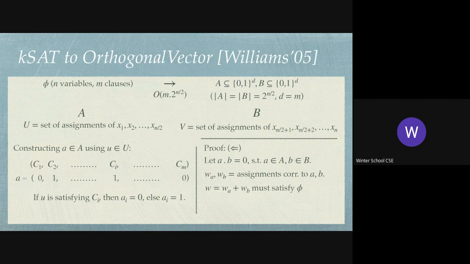And again, I claim that if you concatenate these two assignments, you will get a satisfying assignment for phi. Because if A dot B is equal to 0, then for every i, either Ai or Bi will be equal to 0. What this means is that either WA or WB must be satisfying that clause Ci. And this you can say for all the clauses. So this proves the other direction.